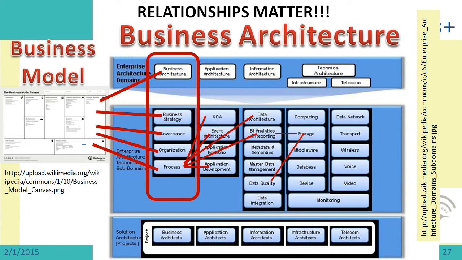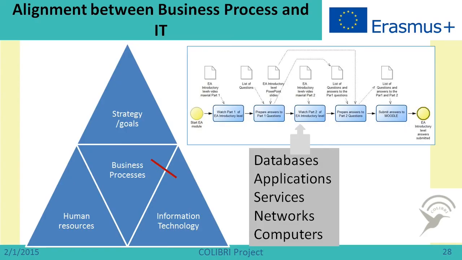Also, these relationships help in alignment between business architecture and IT. Let us consider an example here with our process of Colibri. So this is our business process where we listen to the videos, where we prepare answers to the questions and so on and so on. This is the model of the introductory part. And for doing this, we are using databases, different applications, services, networks, computers. And practically, if we would build an enterprise architecture, we would see how our business process is aligned to these information technology issues.